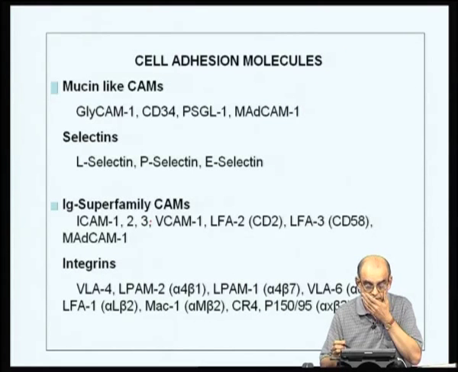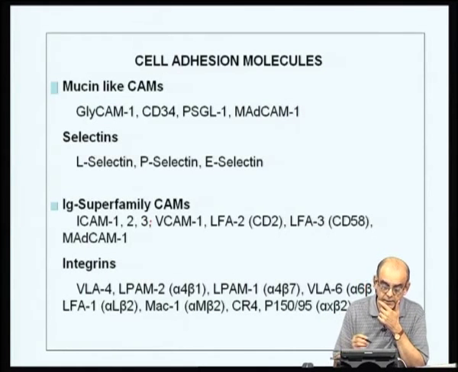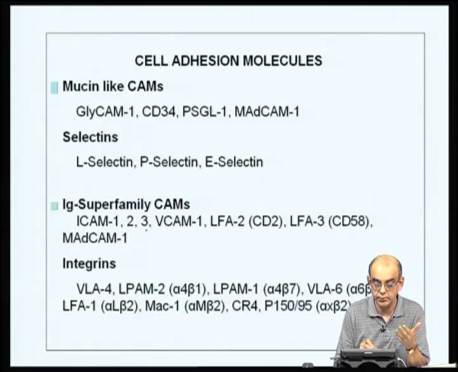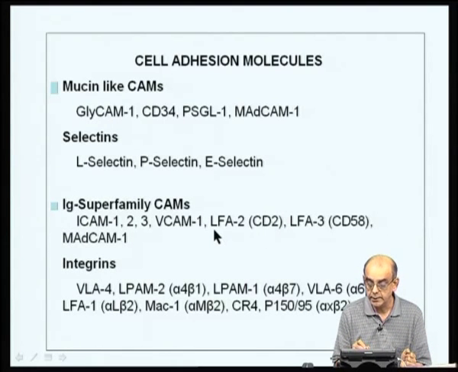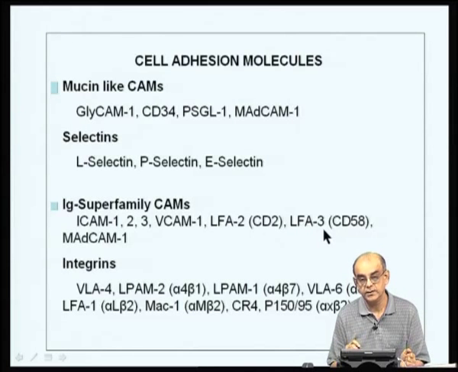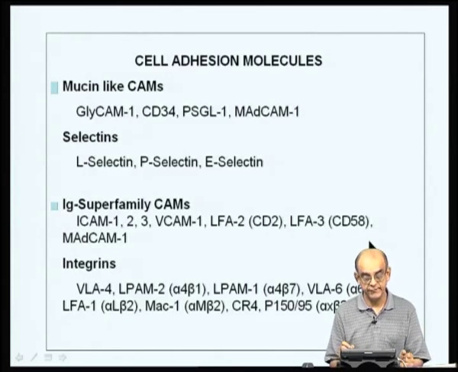So, you find that this superfamily contains members like ICAM1, which is nothing but intercellular cell adhesion molecule. So, you have ICAM1, ICAM2 and ICAM3, different types, and you have what you call vascular cell adhesion molecule VCAM1, and as I told you earlier, lymphocyte function associated molecule. It is also called CD2, and you have what is called LFA3, which is now known as CD58.